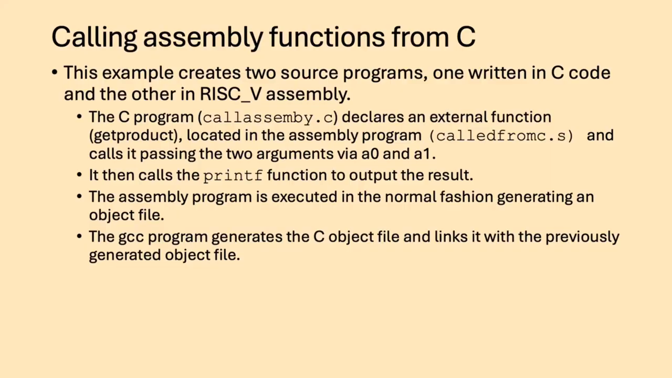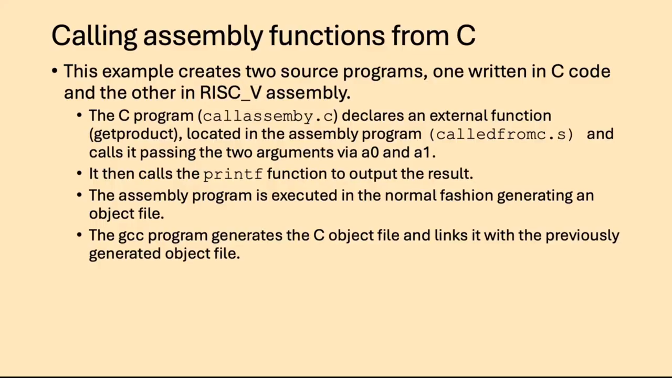The high-level power of C can be combined with our RISC-V assembly language programs. The assembly language program is assembled into an object file, as usual, but it is linked with the program using GCC instead of the LD link editor. First of all, we're going to generate the assembly program's object file with the AS command, and then we're going to link it with the C program using object file GCC.